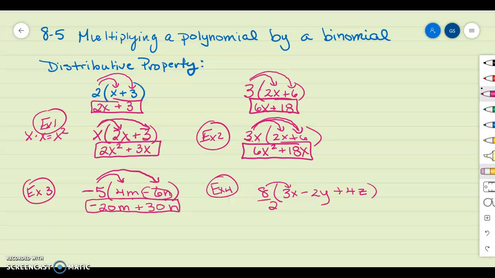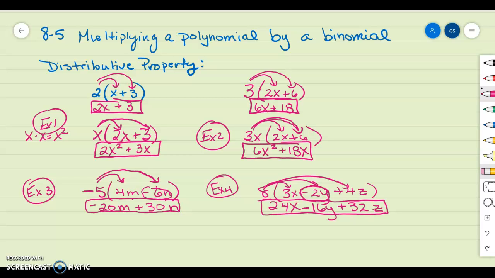And then x, bring the x along. 8 times -2y. So that's going to be a negative, well, -2 times 8 is -16, and then a y. Lastly, 8 times 4z. Well, 8 times 4 is 32. Bring the z along. Box it. There you go. Not too bad, huh?